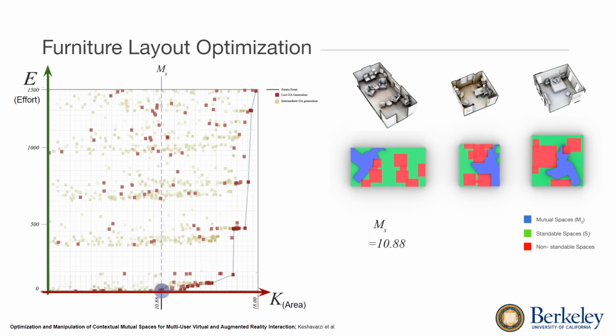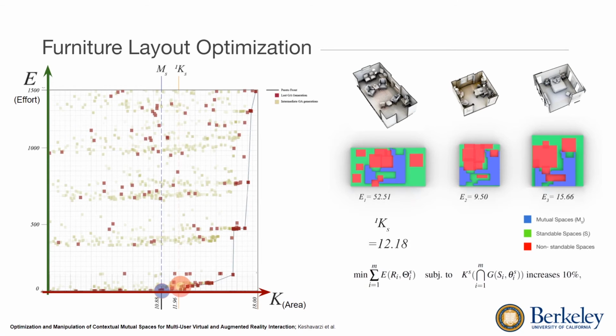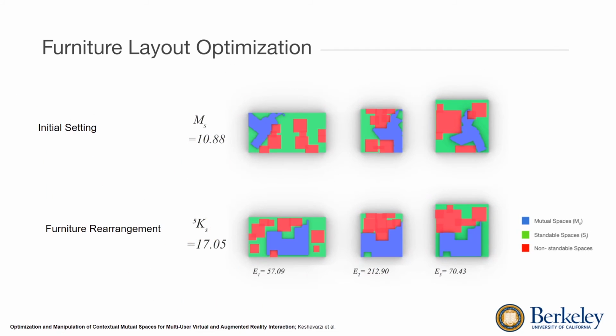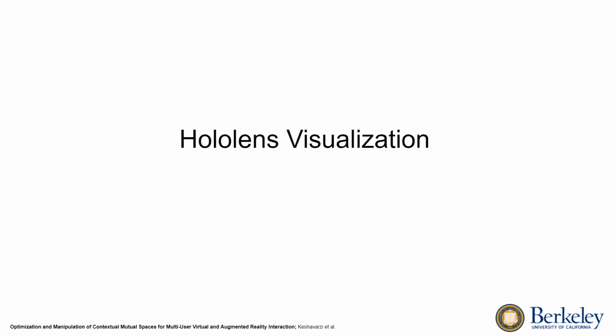Then, by increasing the area by 10% in each step as a goal, we start to find the rearrangement solution which satisfies the increased area goal and holds the lowest effort value in each step. So we're basically moving towards increasing the area while trying to minimize the effort to do so. As you see over here, after 5 steps, we show a significant increase of the mutual space while trying to minimize the effort required of the furniture rearrangement.